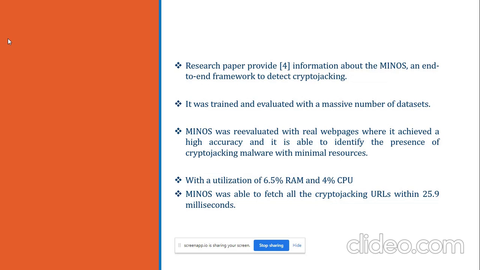It was trained and evaluated with a massive dataset. Minus was re-evaluated with real web pages, where it achieved high accuracy and was able to identify the presence of cryptojacking malware with minimum resources.